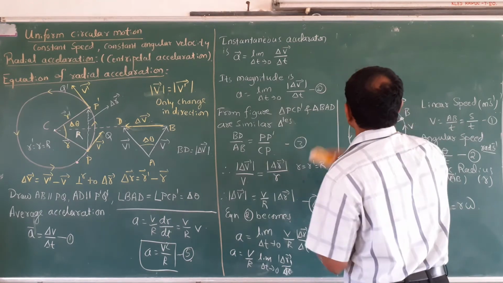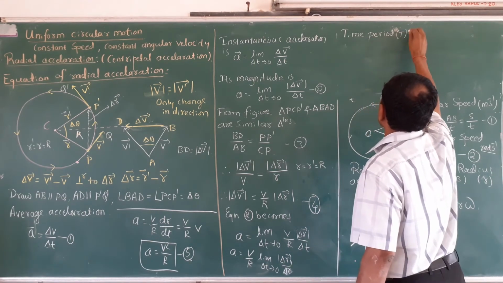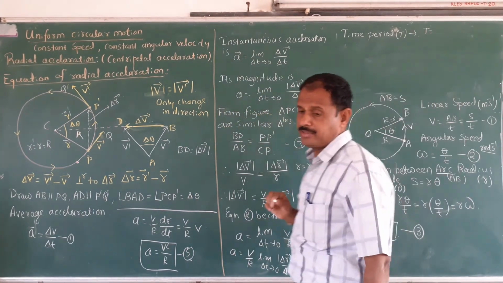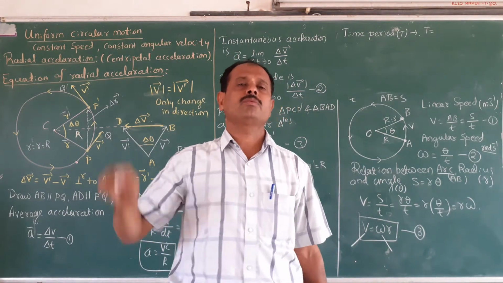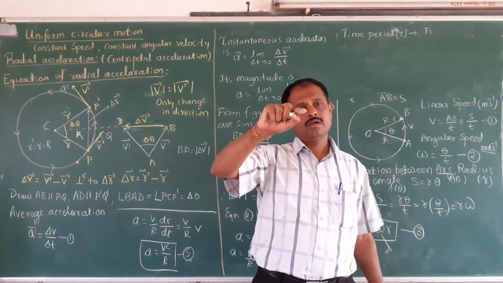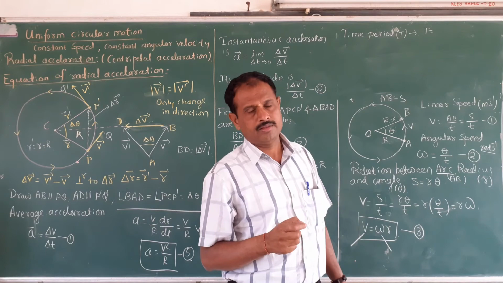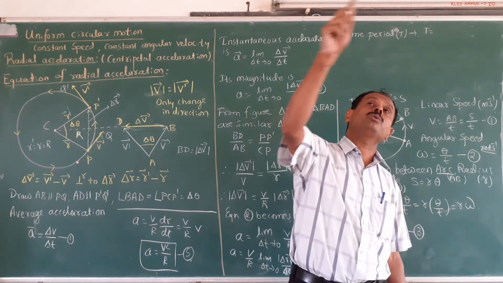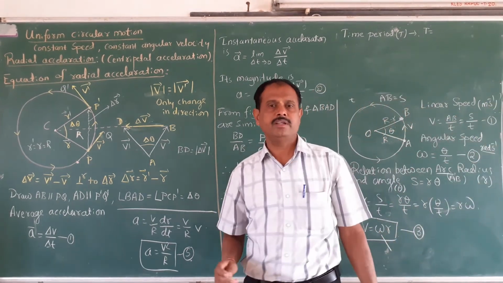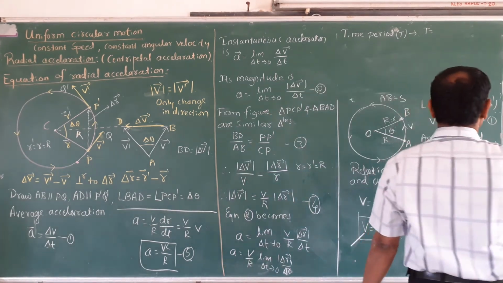You remember this one, that is time period, T. What is the meaning of this? What is time period? When a particle moves in uniform circular motion, it completes a number of rotations. When it completes one rotation, how much time is taken? That is the time taken by the particle to complete one rotation, one revolution. This is called time period.